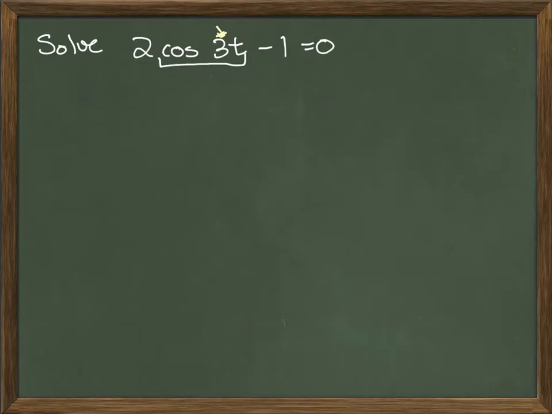Now let's talk about multiple angles, this problem. It's called multiple angles because this says 3t, so 3 times the angle of t. The way you do that is, first of all, you disregard that 3t or 3x, whatever it is, and you are solving for the trig function. So you're solving for cosine here. How do you do that?